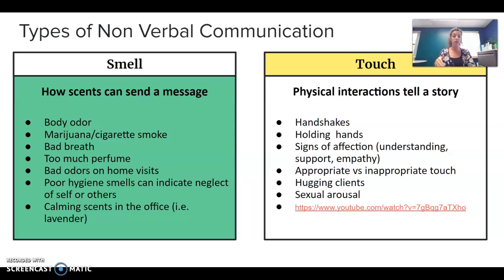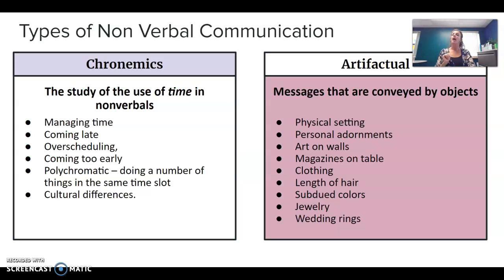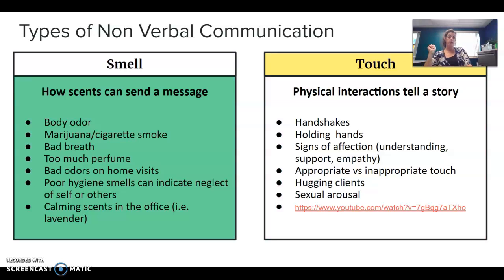I'm going to stop the video here because I want to talk about touch, but the video is going to cut off in about a minute, and that's not enough time. So as a recap, because you're going to want to know these different categories for the quiz and for your practice in general, we discussed chronemics, which is time, artifactual, which is messages conveyed by objects, and we discussed how smell and scent can project a message, whether good or bad.